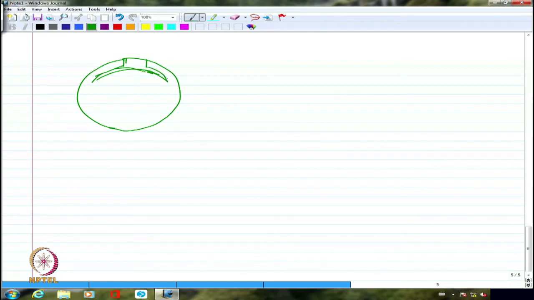So I'm going to have stator and rotor probably. This is the stator and I am going to have the rotor winding, which is actually in the outer periphery of the rotor, like this. Of course, they will be in the slot.